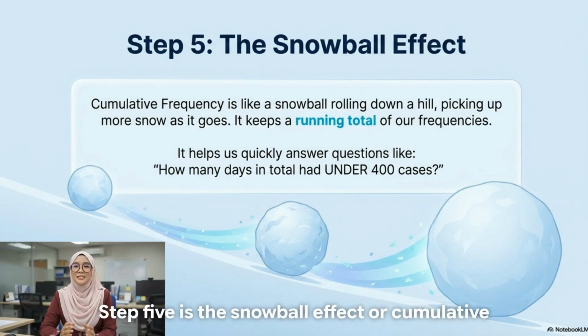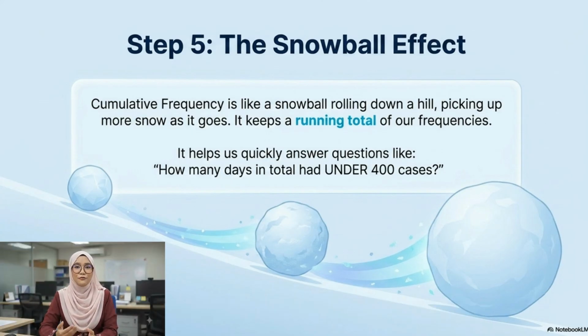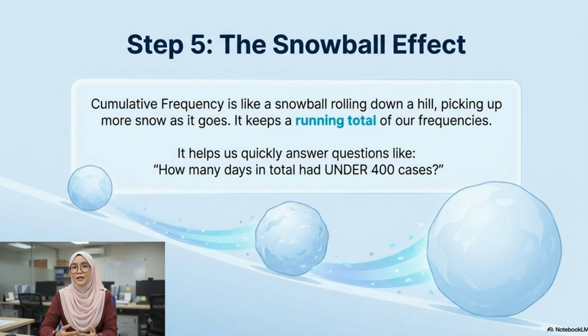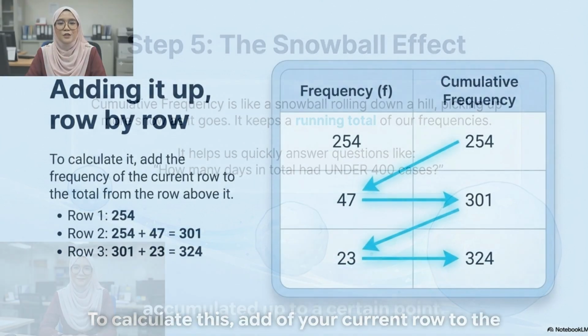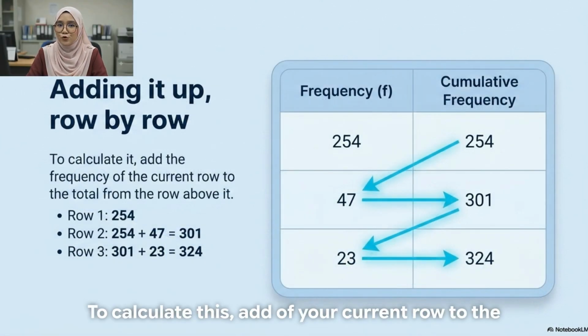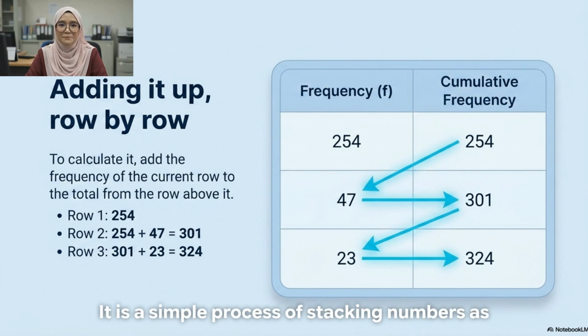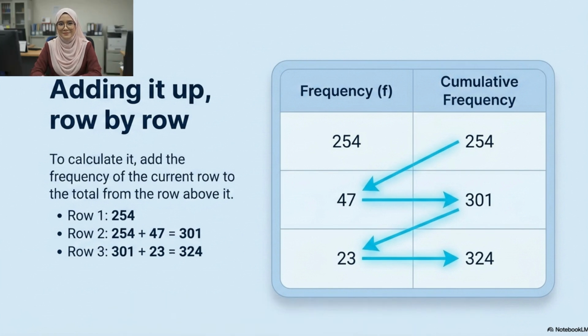Step 5 is the snowball effect, or cumulative frequency. This is a running total of the data accumulated up to a certain point. To calculate this, add the frequency of your current row to the total from the row above it. It is a simple process of stacking numbers as you move down the table.